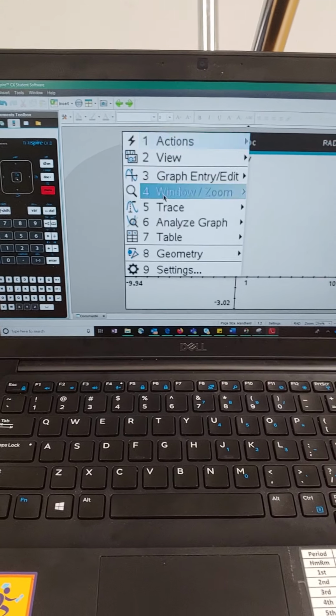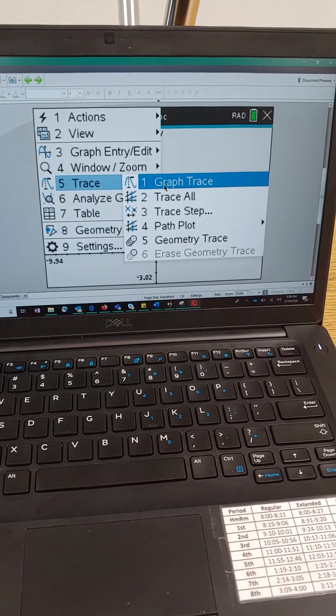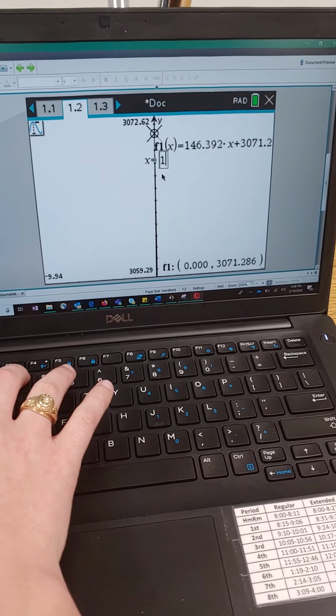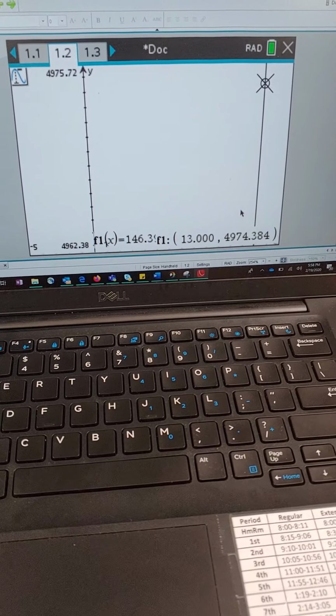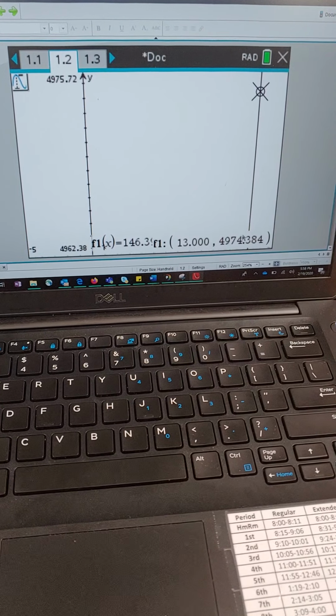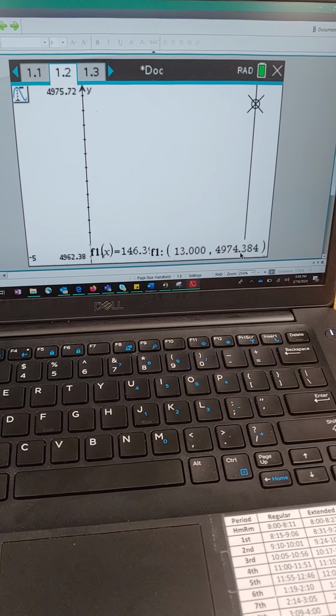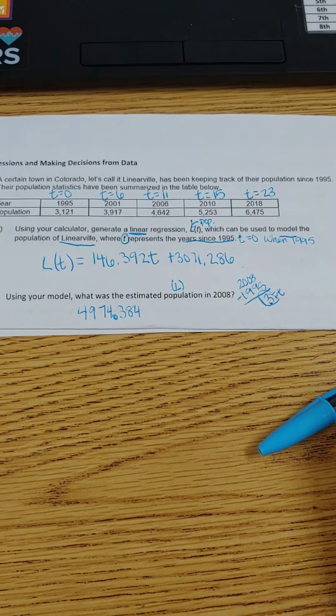At this point, let's just trace it. Menu, trace, graph trace, and I want to plug in 13, again for my X value, and notice there's the same population that we just got, 4,974.384. Both ways will work, and that is how you can do a regression.